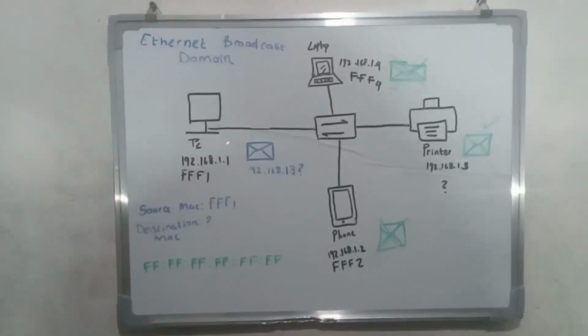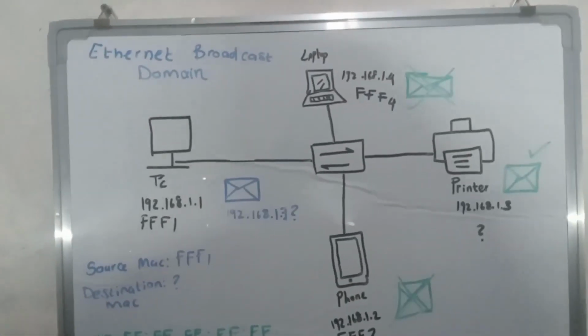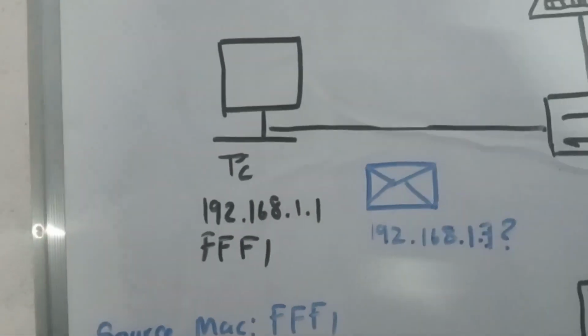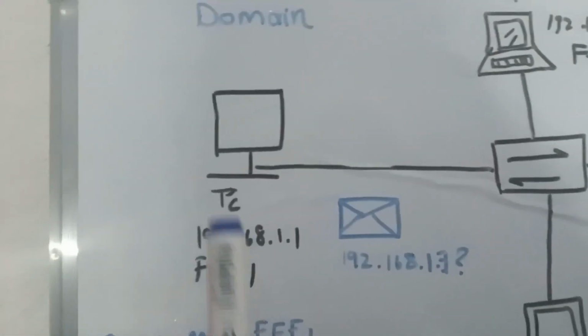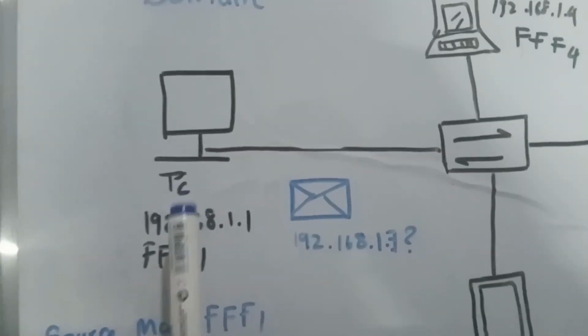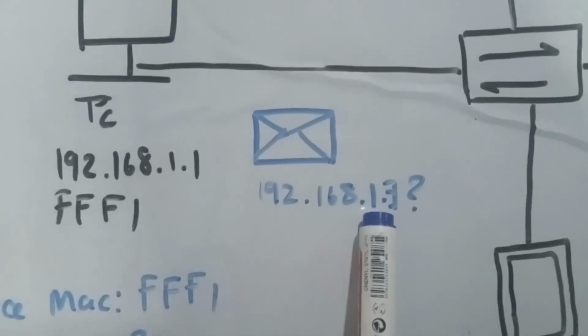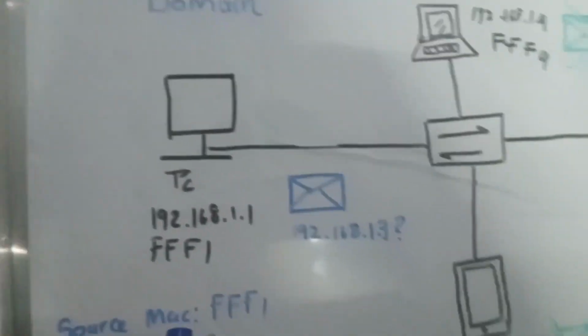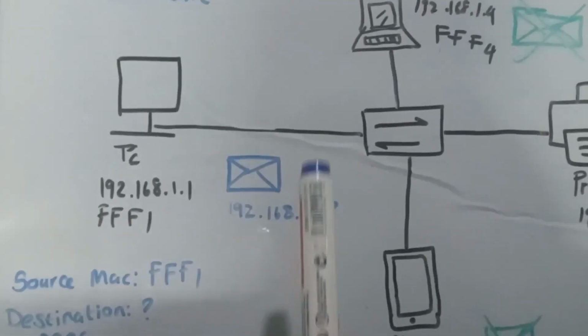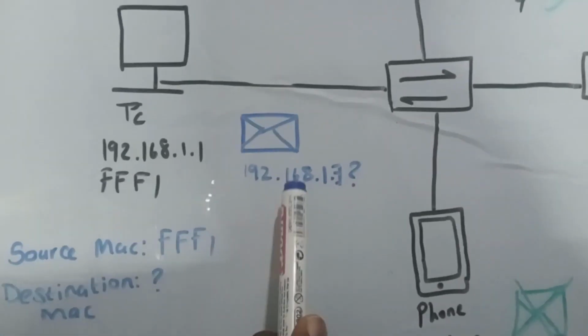Okay, so I'm going to explain today how an Ethernet broadcast domain works. Now, we all know what an ARP request is. This PC wants to find out what is the MAC address of this IP address. Now, in order to do that, it needs to ask all the devices on the network, hey, does anybody have this IP address?